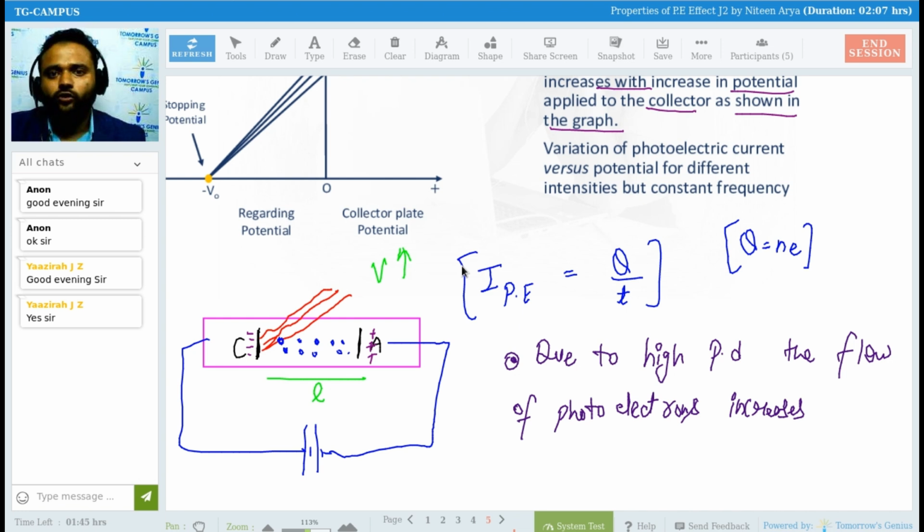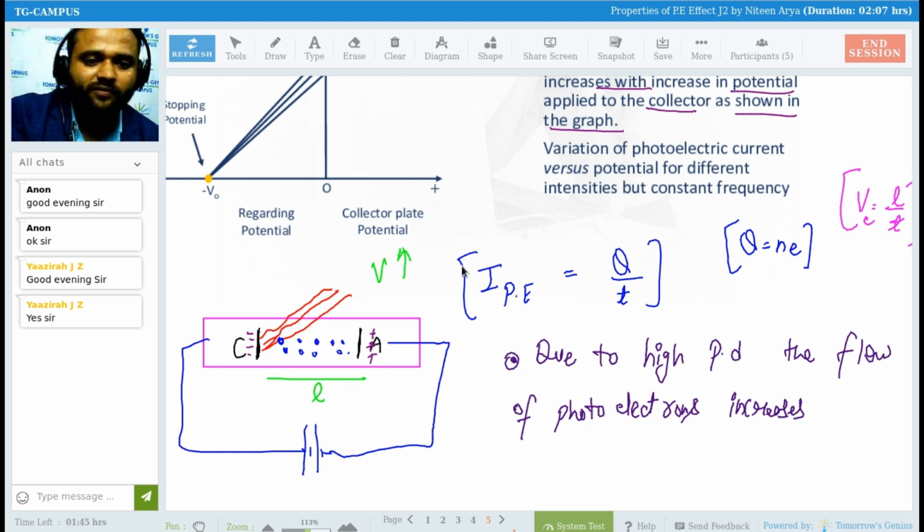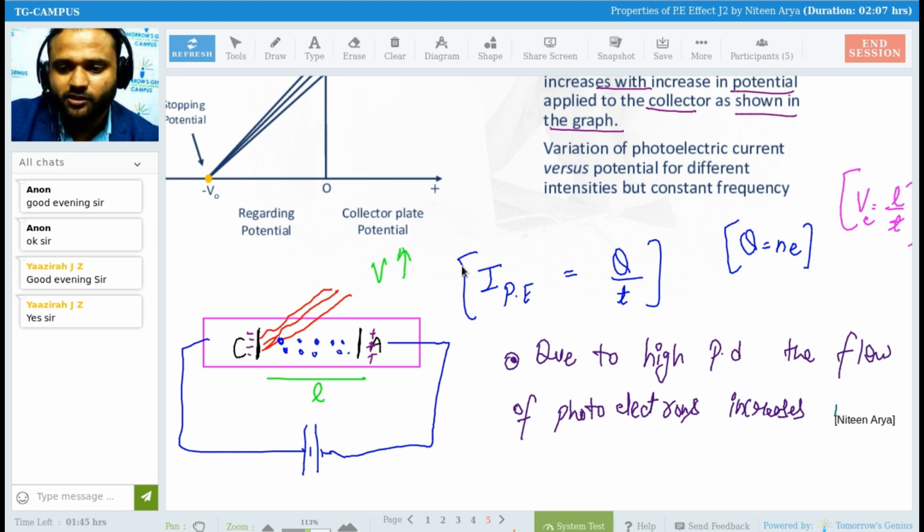So automatically, if the velocity of the photoelectron increases and the length remains the same, then time needs to be less, isn't it? Why so? Because we know velocity of electron, V_E, is length upon time. So length remains the same, V increases, so T has to decrease, and automatically my current increases. Is this clear, everyone? So due to high potential difference, the photoelectrons increase their speed, or you can say flow. Basically V_E is going to be L by T.